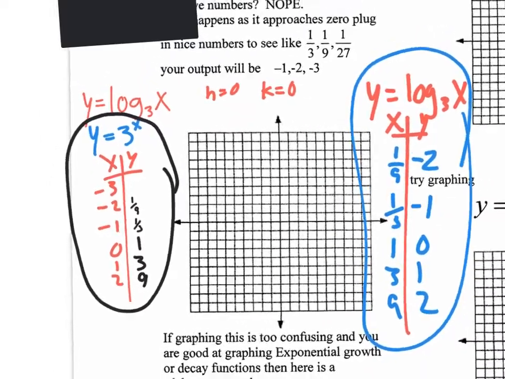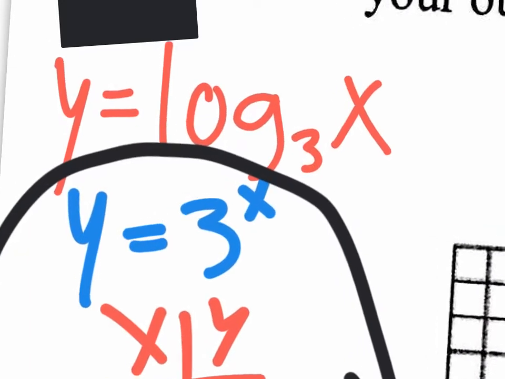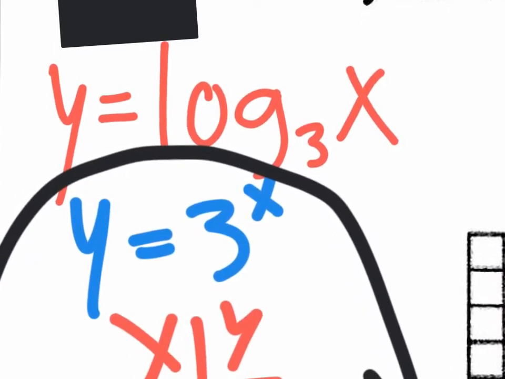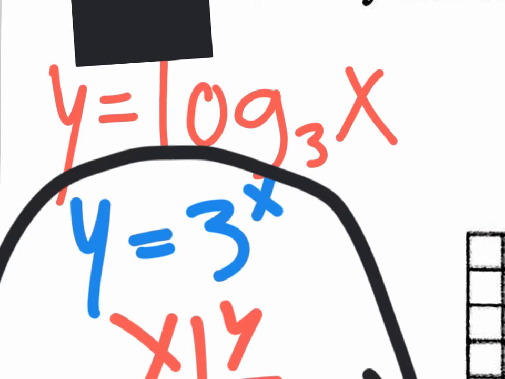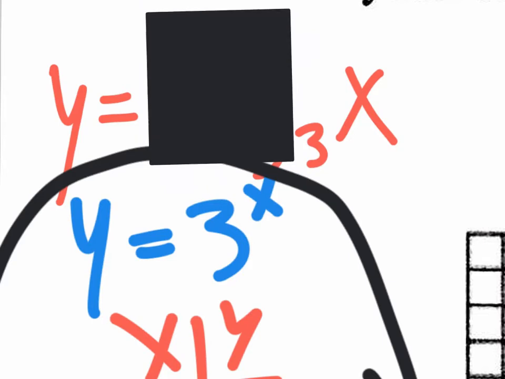Okay, let me repeat what I just did. First of all, if they give you y equals log base 3 of x, it's kind of hard to come up with coordinates for that. So what we're going to do is cover up the log base 3, and we're only going to focus in on the little 3 to the x. So it looks like the function y equals 3 to the x. That is technically the inverse, right?